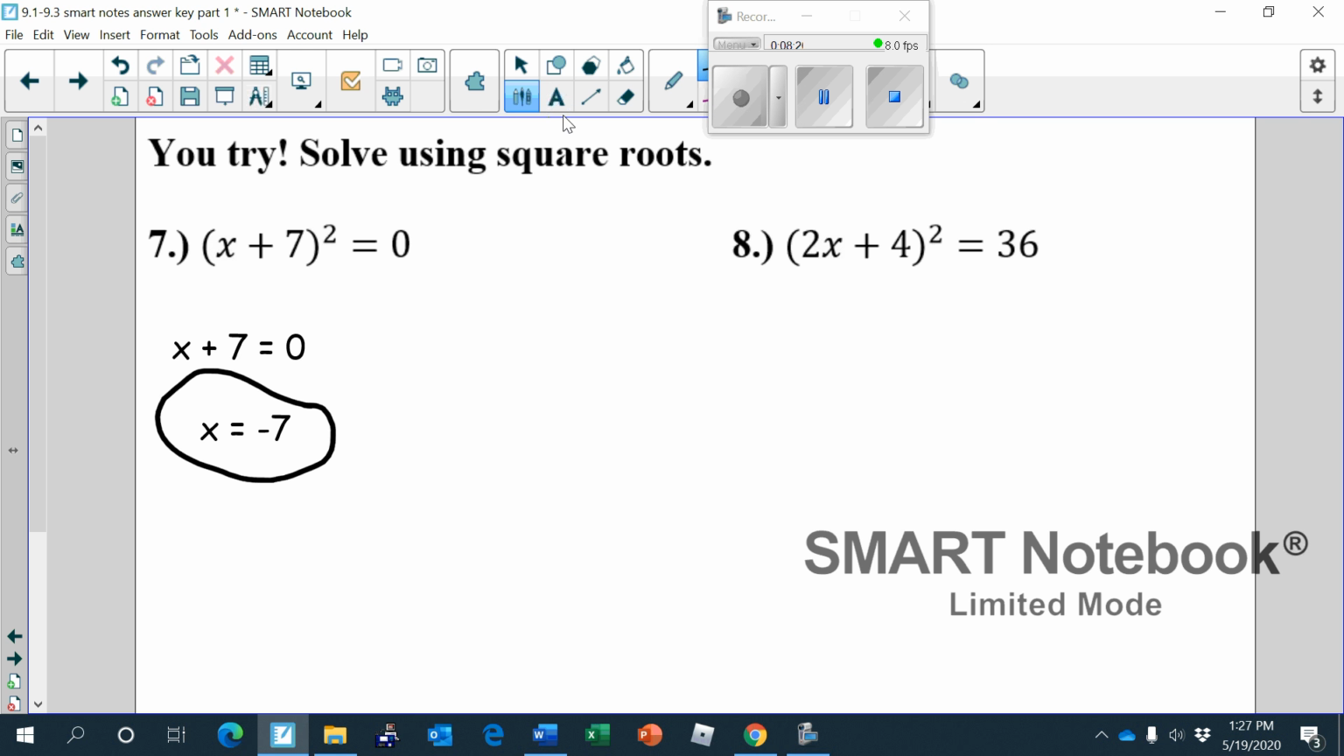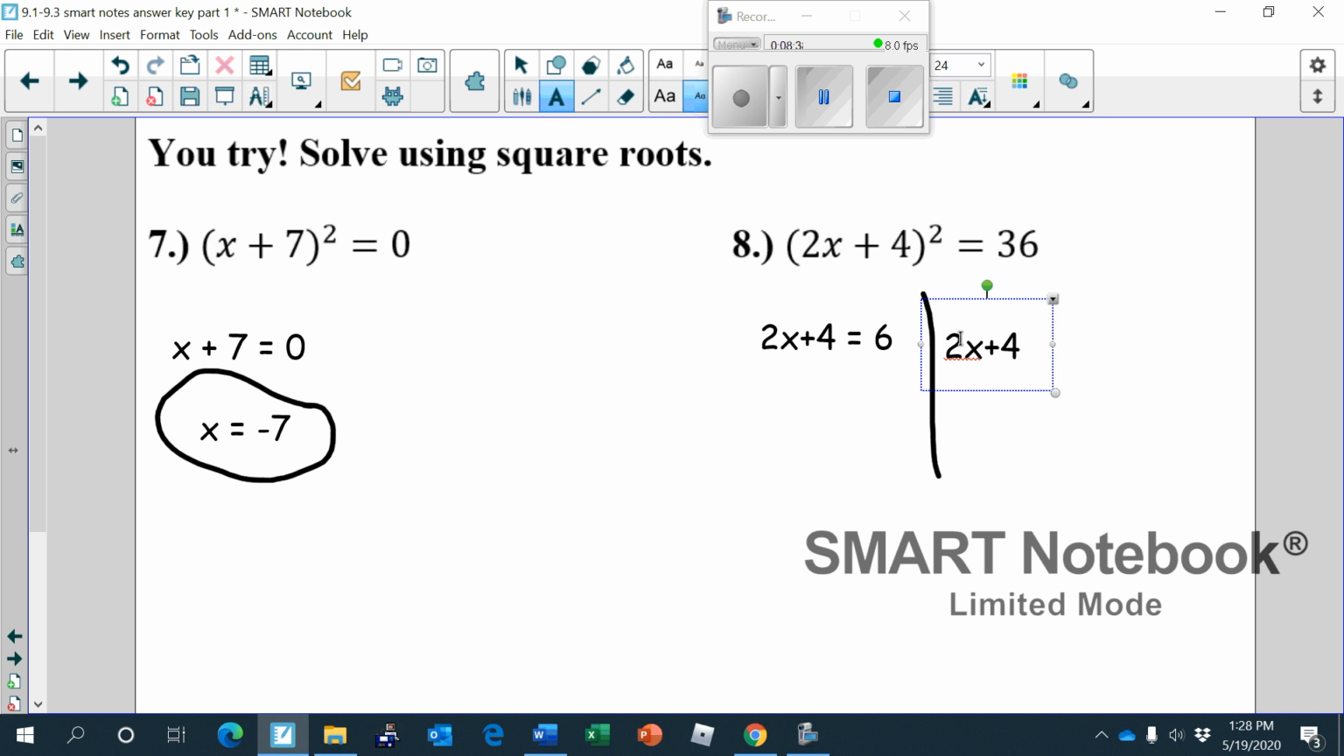And then let's look over here. Again, there's nothing on the outside, so I'm good. I can take the square root right away here, which I hope you did. And I could say that 2x plus 4 equals 6. And don't forget your second one. Here we go. Remember, the 2x plus 4 is all inside the parentheses. So that's why I'm setting all of that up, right? And then 2x plus 4 is equal to negative 6. All right? Hopefully that's what we got.